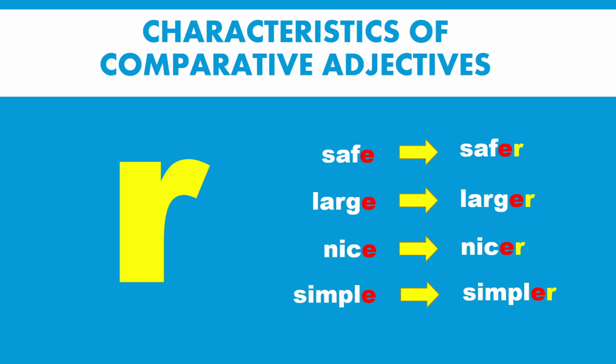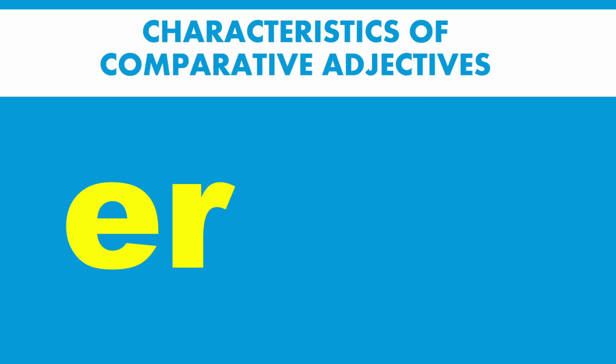I wouldn't say all the adjectives that end with E have to add R when converted into comparative adjective. However, most of them do. I wouldn't say my lesson is 100% correct, but at least to some extent, it will better your understanding a bit. Next is ER.